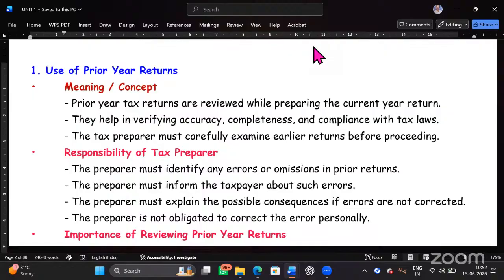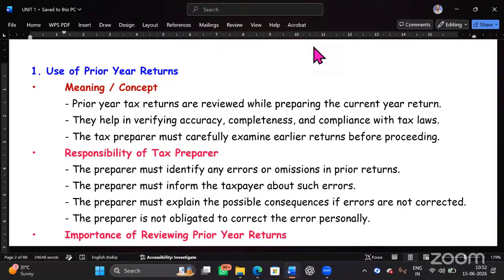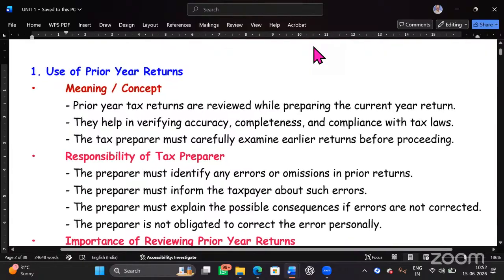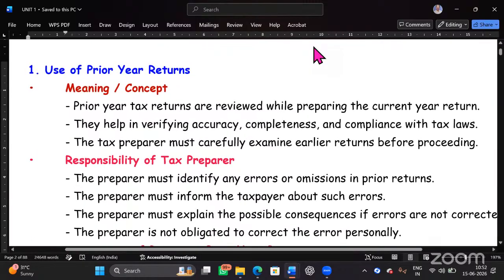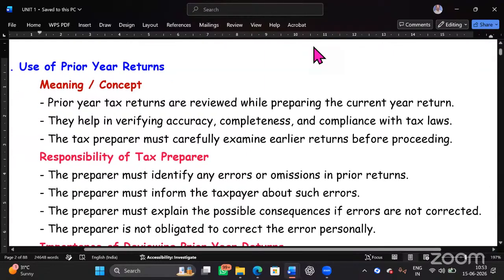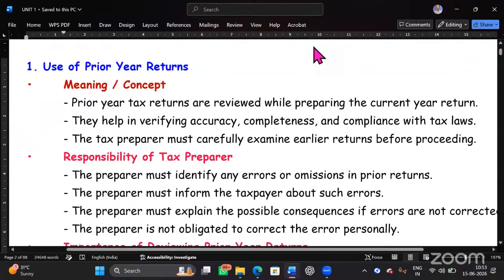That is the reason it is very important, and a question regularly asked in the examination. Point 1, prior year tax returns are reviewed. Very important point, reviewed while preparing the current year return. It is a compulsory point, an objective-bit question. This comparison helps in preparing current year returns accurately, completely, and in compliance with the tax law.